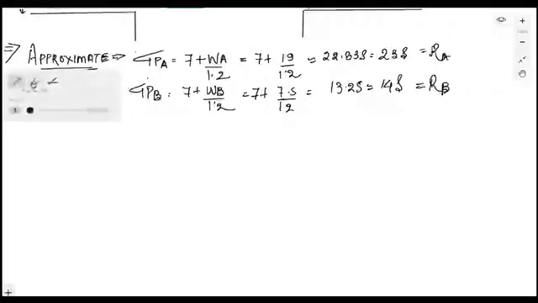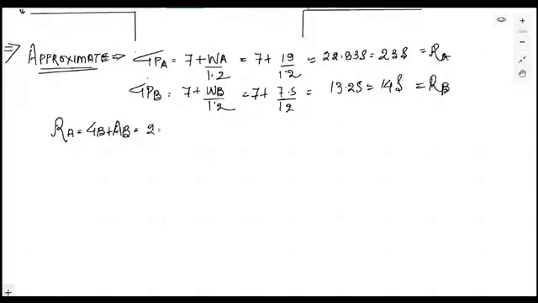Now, what the approximate method says is that this RA is equal to GB plus AB. It means that which is RA? RA is equal to 23 seconds. It means that this GB can be equal to 23 minus AB, AB is 4 seconds, which is equal to 19 seconds. Similarly, this RB will be equal to GA plus AB, which is equal to 14 seconds.